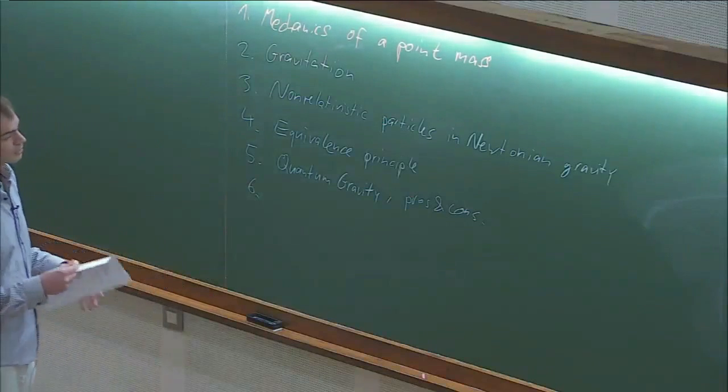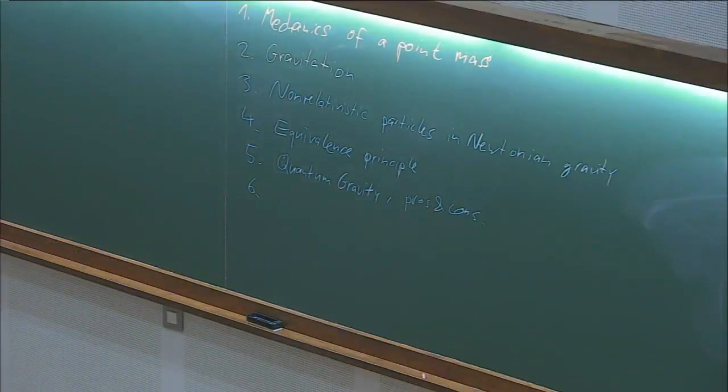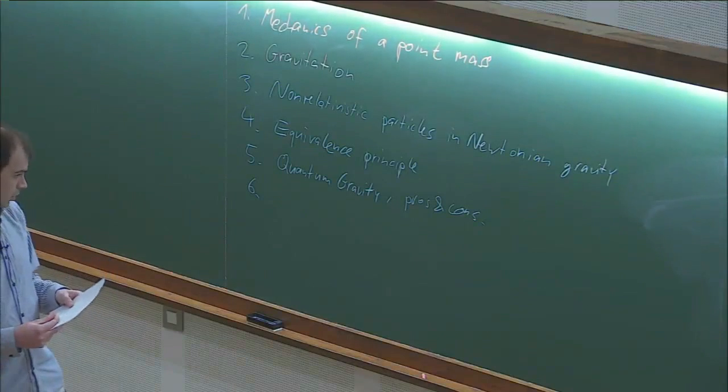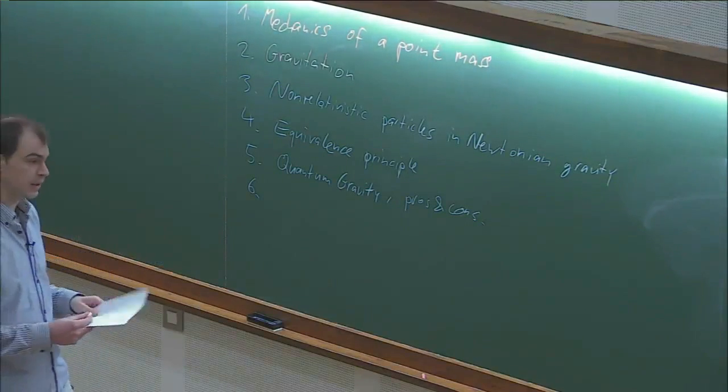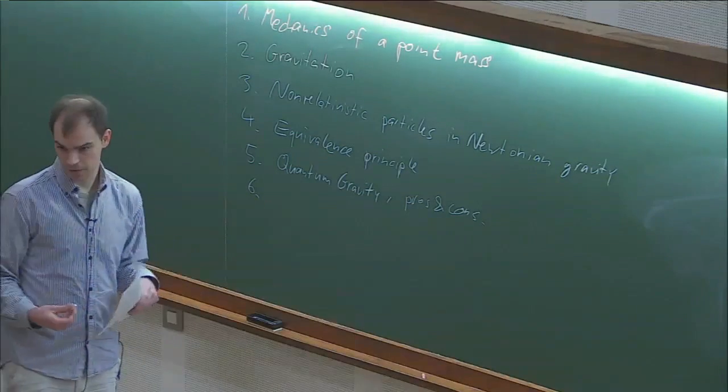Finally, in this chapter, I will also talk about a semi-classical approach to quantum plus gravity, and I will talk very briefly about the idea that gravity might be the cause of the wave function collapse.